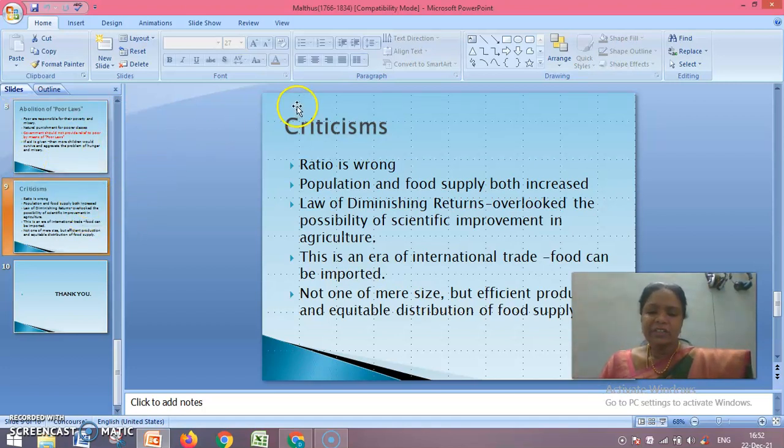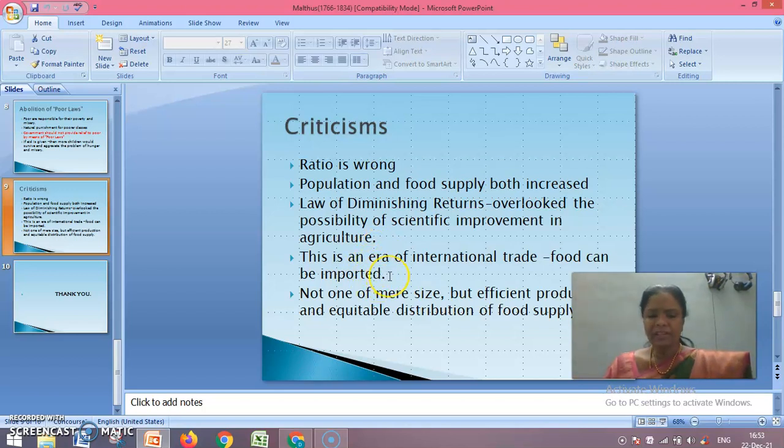And the next criticism is, Malthus is of the view that the law of diminishing marginal returns applies to the land, or to the productivity of the land. But critics are of the view that it has overlooked the possibility of scientific improvement in agriculture. Whenever technological development is there, government is naturally spending on scientific development in agricultural productivity also, so that farmers are utilizing high yielding variety seeds, fertilizers, pesticides, and many tools and implements. Because of the scientific improvement, not the law of diminishing returns, but we will be able to have increasing returns in the production field also.